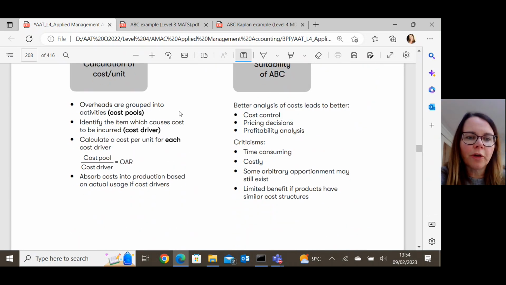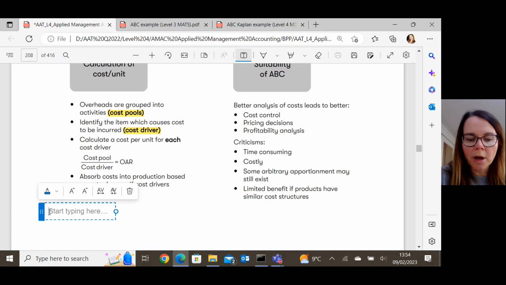Around this idea of the cost pools and the cost drivers. You can see here an explanation of what this is. Overheads are grouped into activities, which are the cost pools. Let me try and give an example of that. A cost pool might be the costs involved in setting up production runs.